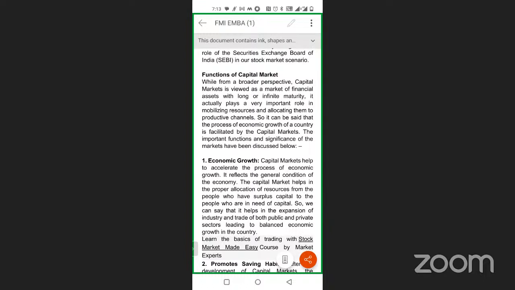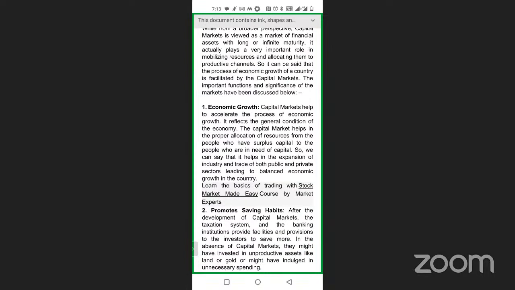Why is capital market popular? Because capital market acts as a kind of catalytic agent which can make economic growth. So write down the first function of the capital market: economic growth is made by the capital market. Got it? So how is the economic growth being made?